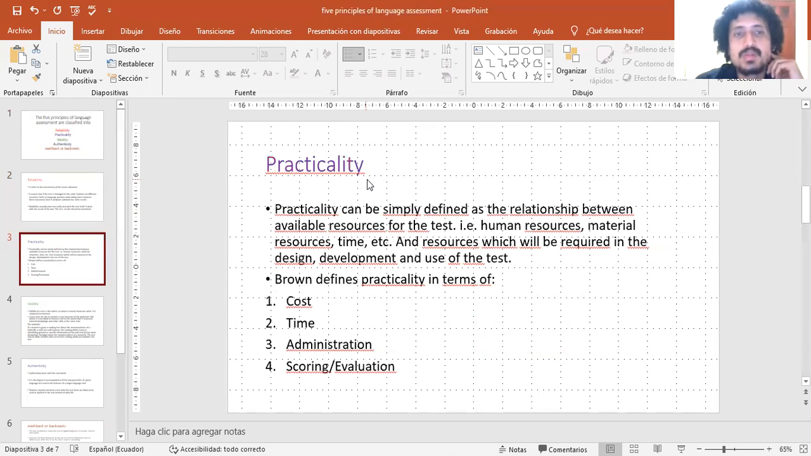So now let's move to practicality. Practicality can be simply defined as the relationship between available resources for the test, that is human resources, material resources, time, etc., and resources which will be required in the design, development, and use of the test. Brown defines practicality in terms of cost, time, administration, scoring, or evaluation.